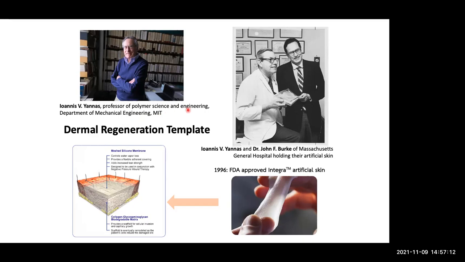So this is the example of dermal regeneration templates, where the mechanical engineer meets the surgeons, because the surgeon has the need to develop a wound healing patch. So they talk and work together and create the integrated artificial skin, which basically has no cells in it. This is the original version.